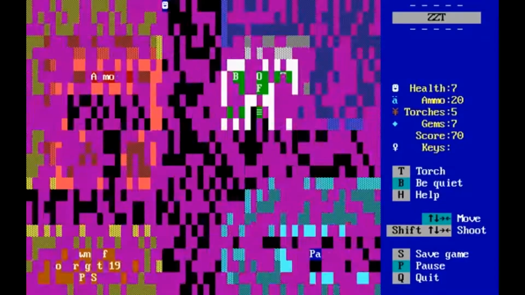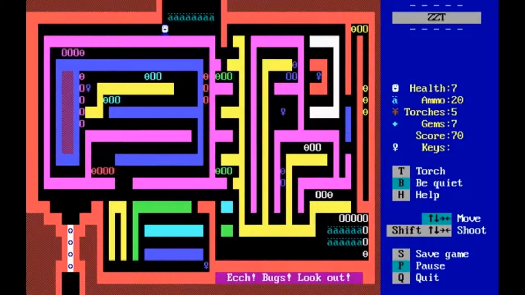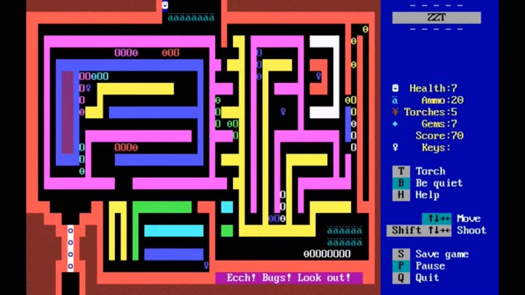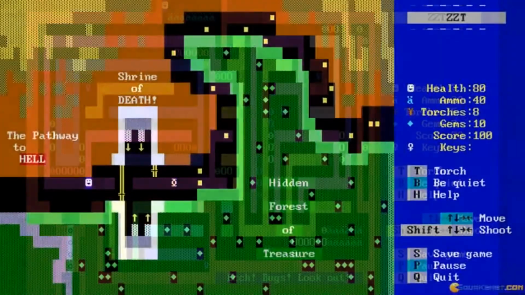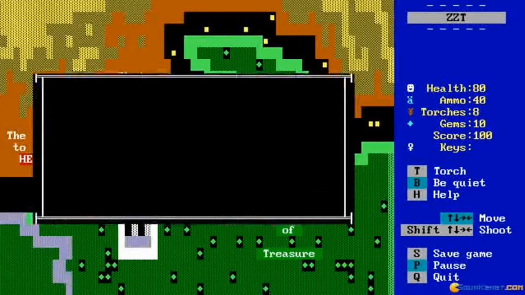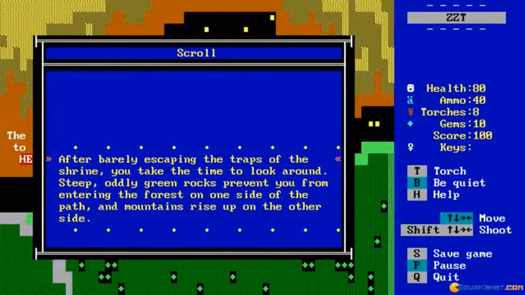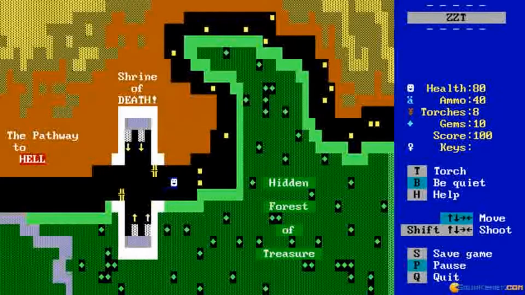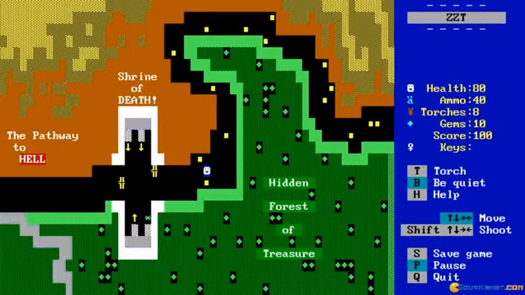I also really enjoyed ZZT, which was by Epic Mega Games. It's a very basic ASCII looking game, but it has a built-in world editor, and it had a basic scripting component to it, and people make some really cool things with that. Even to this day, that game still exists. People still make worlds for ZZT, which is really badass.